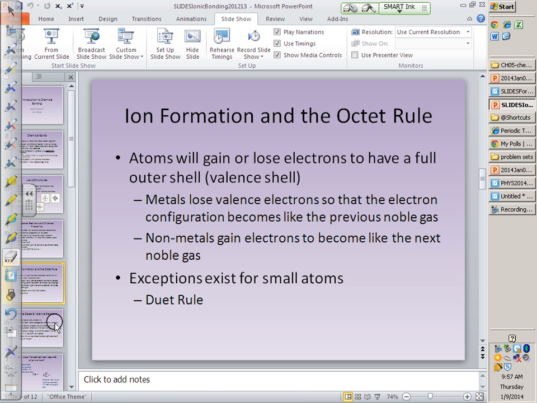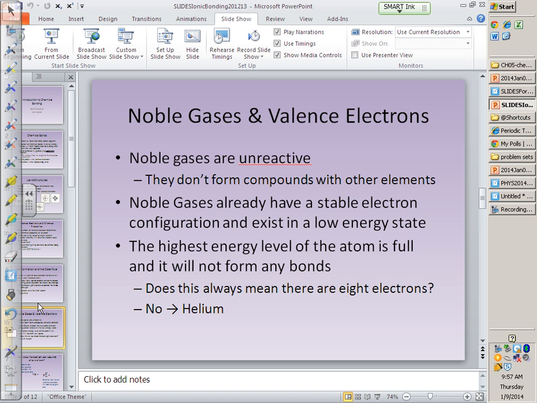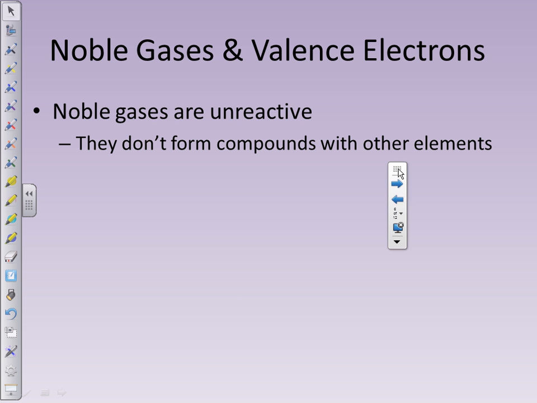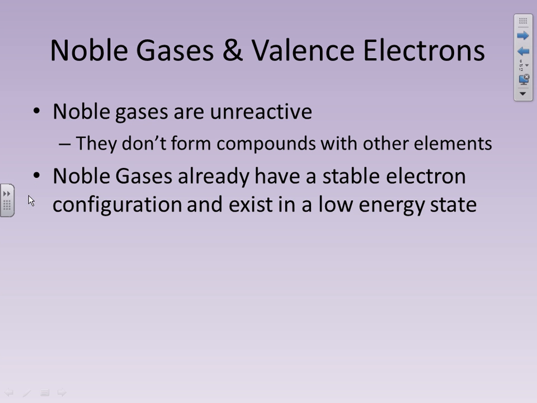Why are our noble gases important? Noble gases are unreactive. They don't form compounds with other elements. Why? Because they are already stable. They already exist in a low energy state. Remember we talked about the idea that atoms form compounds with each other in order to get to a lower energy state. If something's already in a low energy state, it doesn't do anything, it just stays there.